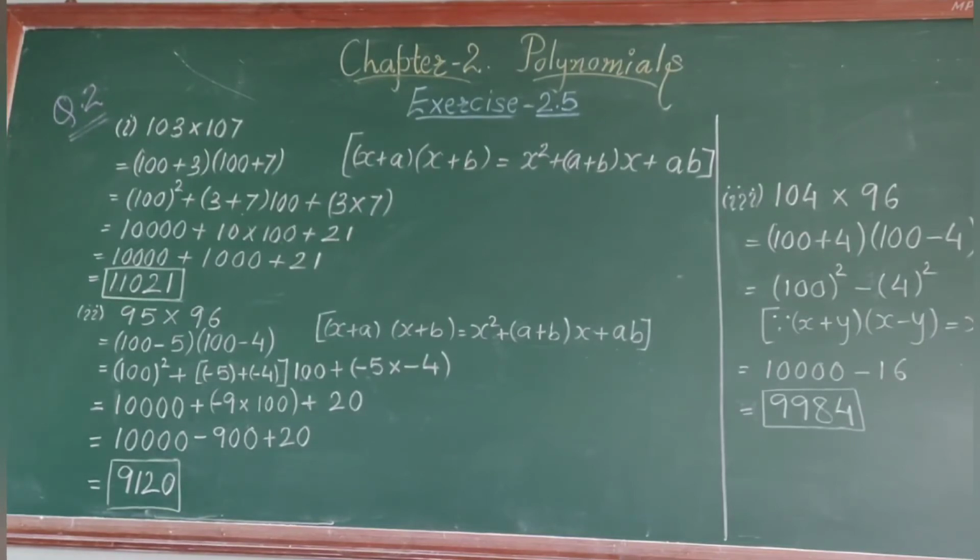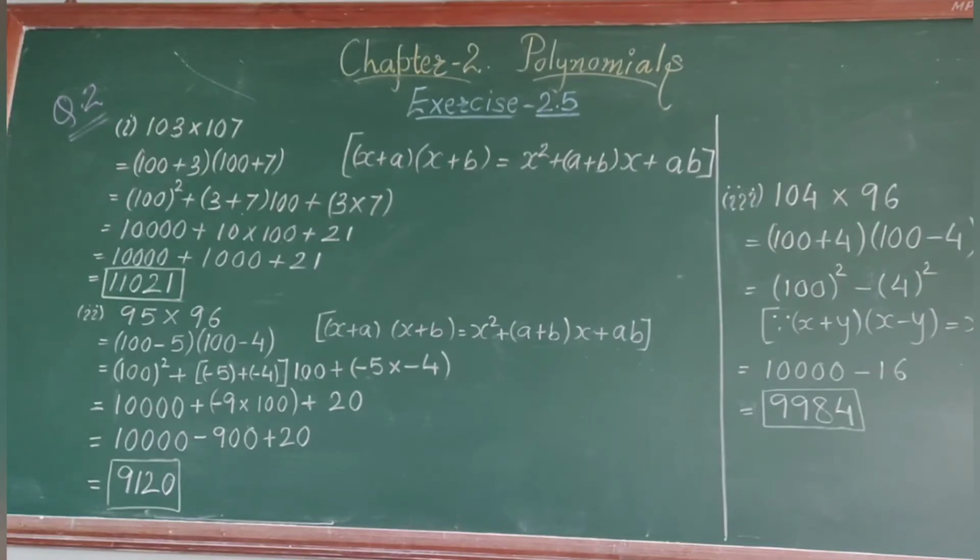Now, first it is given 103 into 107. Now we expand 103, so we get 100 plus 3 and 107 divided as 100 plus 7. You have seen that we have made the numbers as binomial into binomial. Now when we have made the numbers into binomial, we can apply the algebraic identity. And we see that first term of both the binomials are same, that is 100, and second term is 3 and 7, which is different.